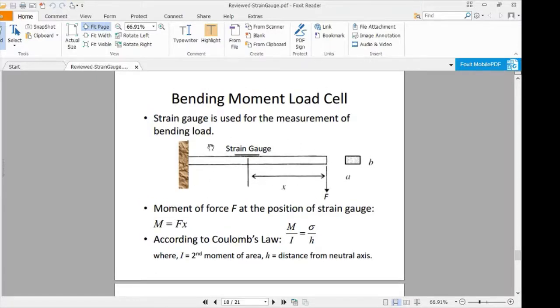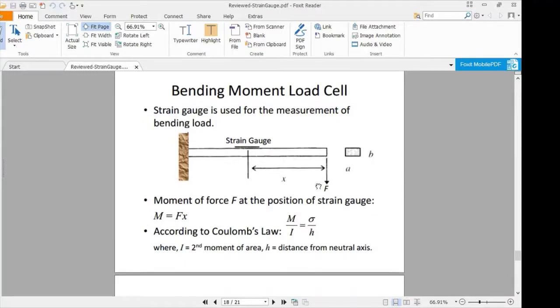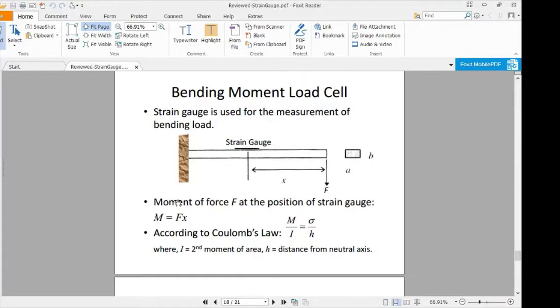So usually this bending moment load cell will have a configuration that looks something like this. In this case, the strain gauge will be used to measure the bending load, where the load is applied in this direction. We can relate this moment of force F to the position of the strain gauge through this equation, where the moment is equal to force multiplied by the distance of the strain gauge away from the F.